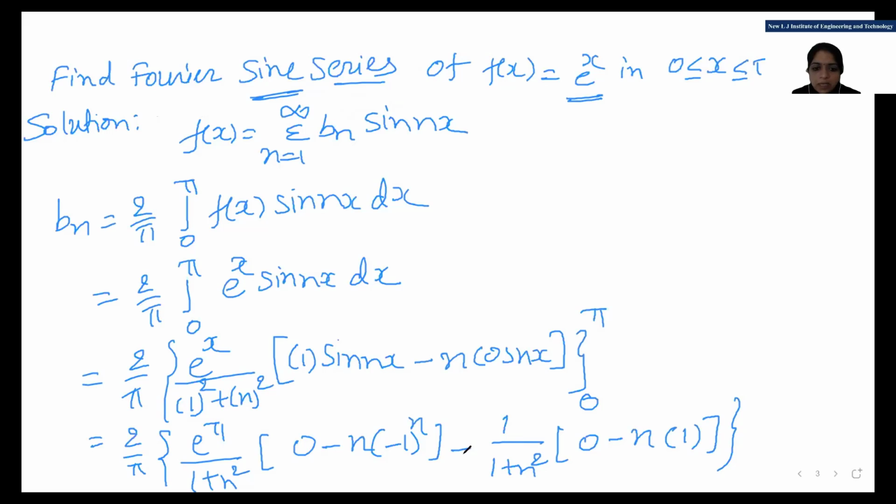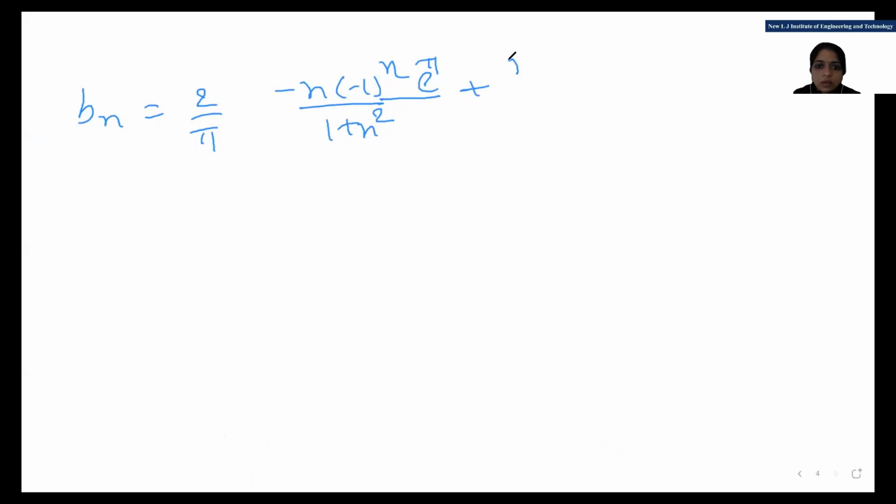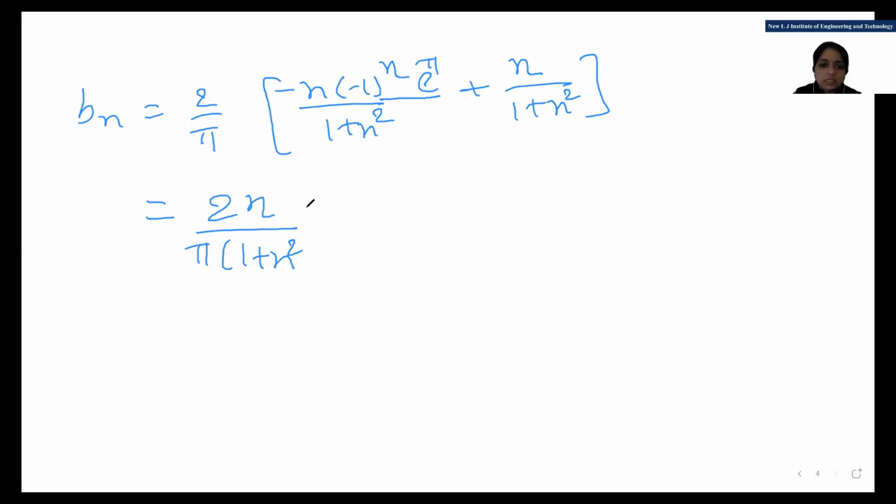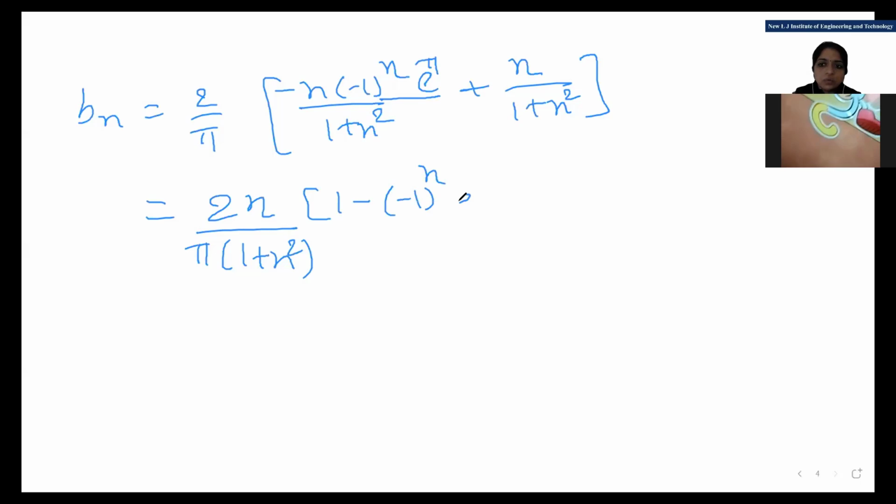Here minus minus plus, right? So n upon 1 plus n square plus n upon 1 plus n square. So if I get n upon 1 plus n square common, then my bn is 2n upon pi 1 plus n square, and the remaining term, that is 1 minus minus 1 raised to n into e raised to pi.